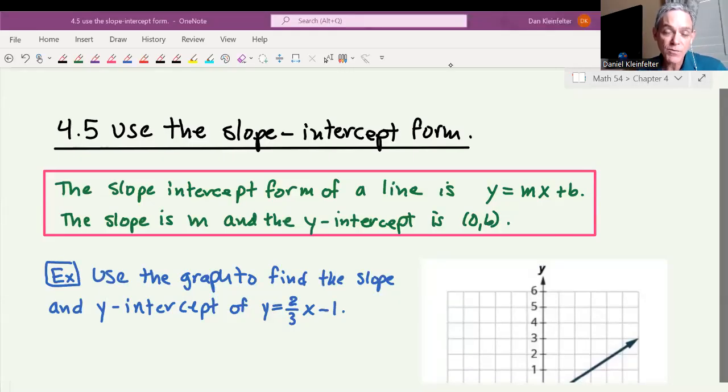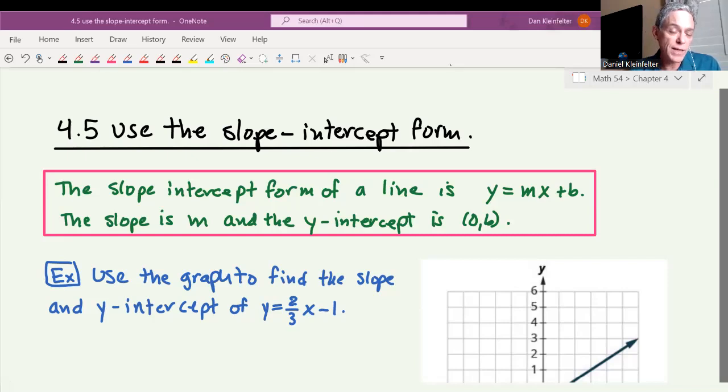Welcome back. In this section, we're going to be doing section 4.5, which is about the slope-intercept form of a line. It turns out that out of all the different equations of lines, and there are a few different ones, the slope-intercept form is pretty useful. And so we're going to focus on it in this section.